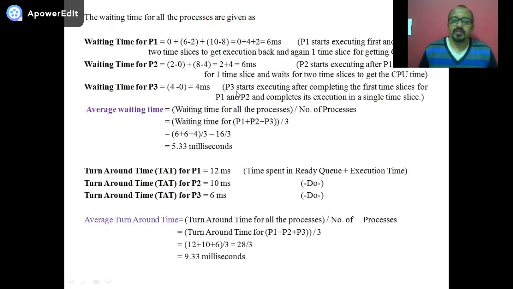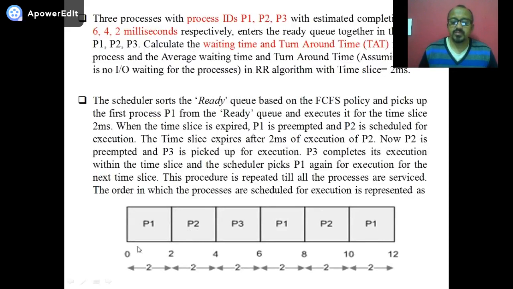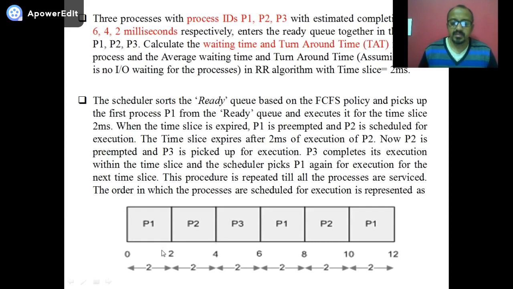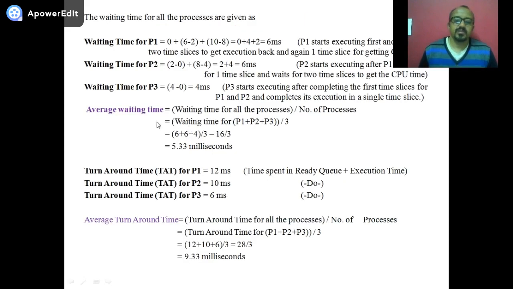P2 first has to wait for 2 millisecond because P1 has started execution, and then from the 4 where we finished the first time slot to here, when it resumes execution the second time, 8 minus 4 you will get 4 here. So total 6 millisecond it has to wait to finish its work. The waiting period for P3 is 4 millisecond. That's it. So the total average waiting time is, you add all this and divide by 3, as 3 tasks are in the ready queue.